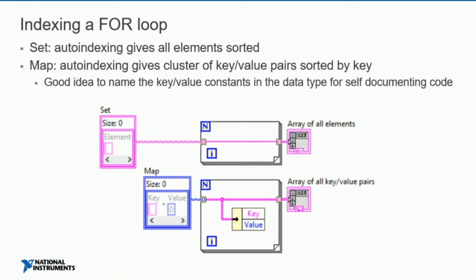You can do the same with a map, and you get a cluster with all of your key value pairs. It's a good idea, if you're going to do that, to name them in the constant over on the map, so that the cluster has named values there. And that just helps with documentation of your code.